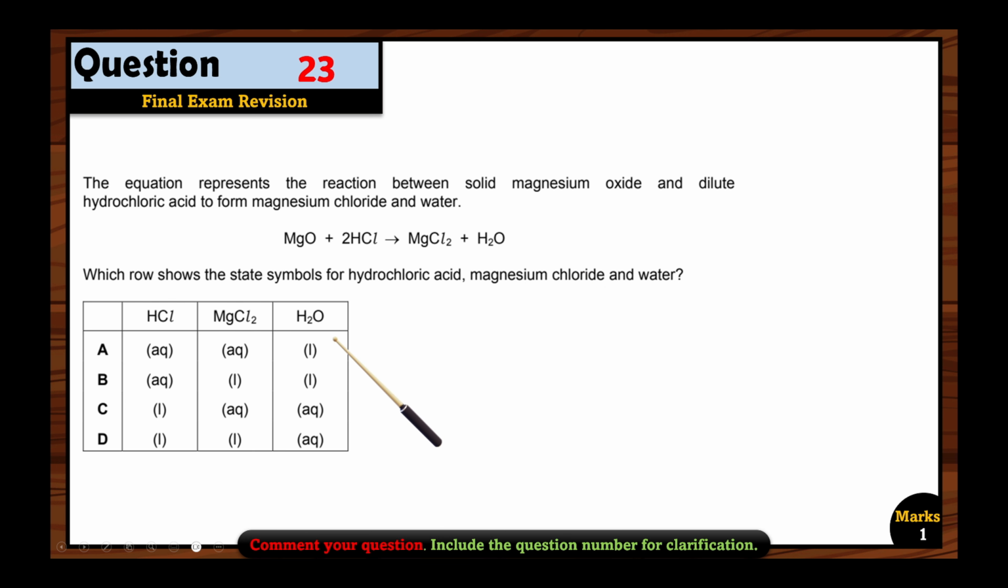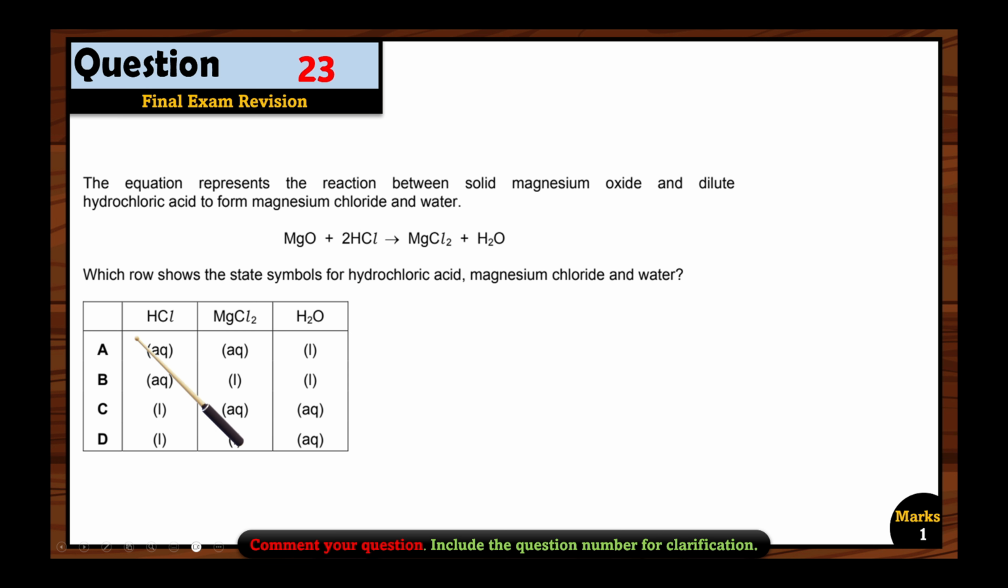Now let's see another trick: if you can see any acid or base in your reaction, they both always will have aq as a state symbol. Okay, so HCl should be aq. Is it given here? Yes, aq is here. So A and B are still right.